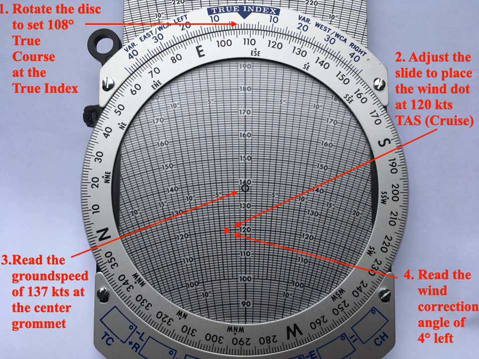To determine our cruising ground speed and wind correction angle, we adjust the slide again, placing the wind dot on the 120 knot line that represents our true airspeed in cruise. We don't rotate the disk because our true course of 108 degrees does not change. Under the grommet, we read our ground speed of 137 knots. Under the wind dot, we see that our wind correction angle is 4 degrees left.